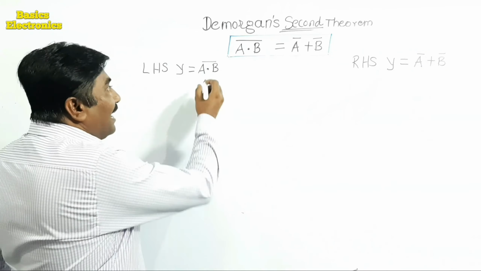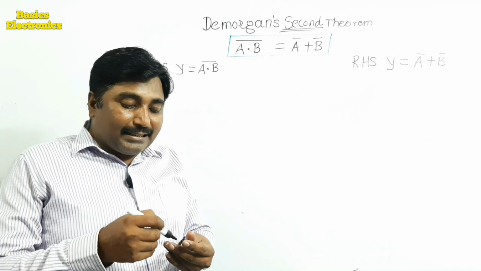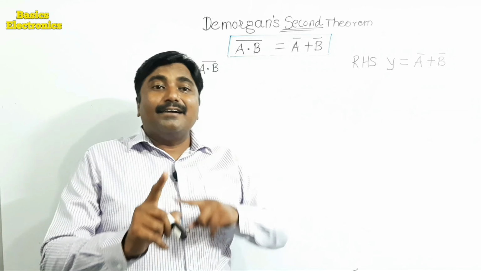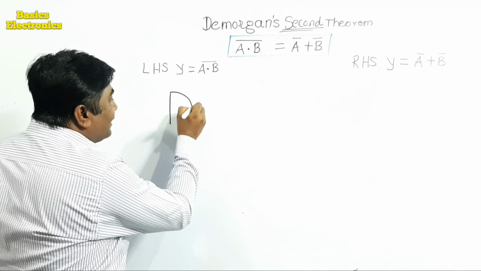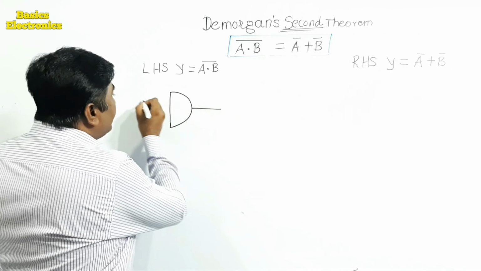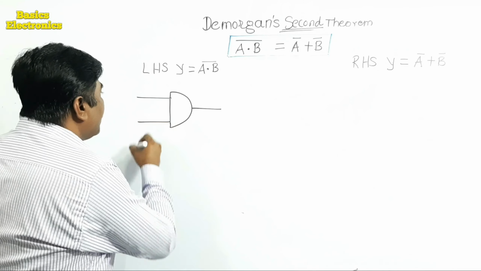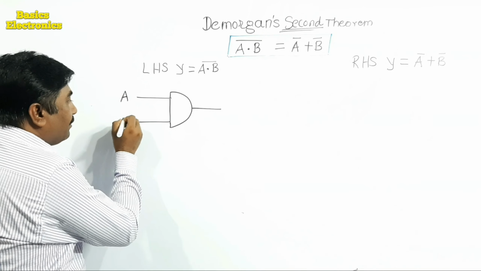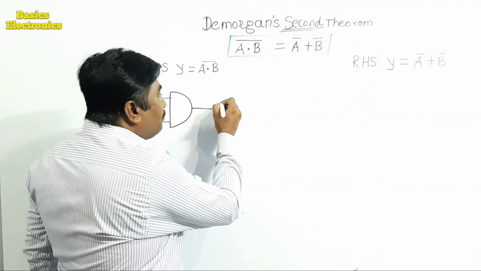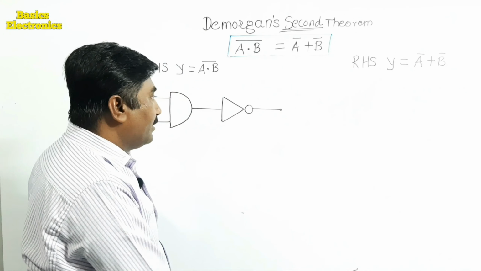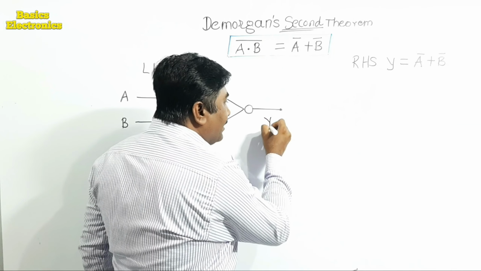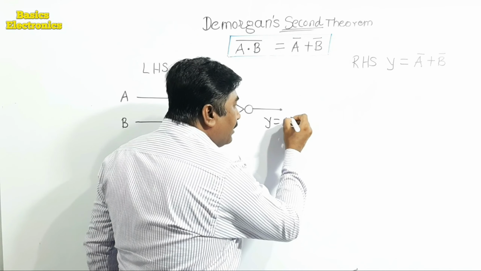As we know, the equation is the equation of the NAND gate, and the NAND gate is constructed by using one AND gate, and the output of the AND gate is applied to the NOT gate. So here is the AND gate. The AND gate has two inputs, the A input and the B input. The output of this gate we apply to the NOT gate. So here is the NOT gate, and the NOT gate output is Y equals A dot B complement.